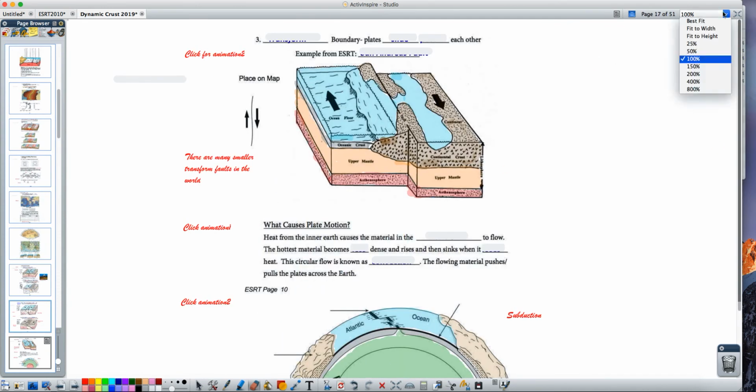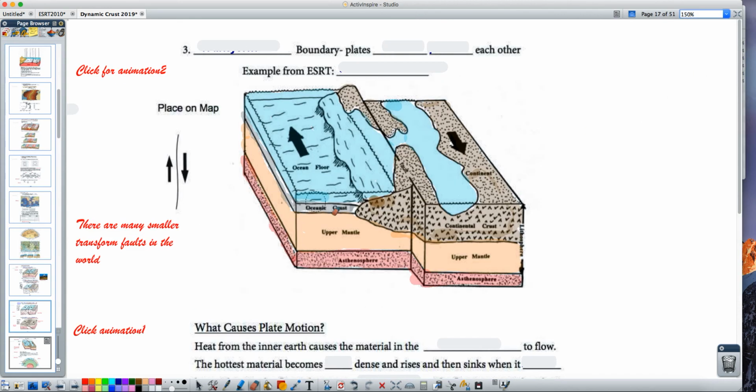So here we have our transform boundary. Now in a transform boundary, the plates are sliding past one another. All right, they're sliding past. So quick pause, go to the ESRT, find one of those, put it down right here.